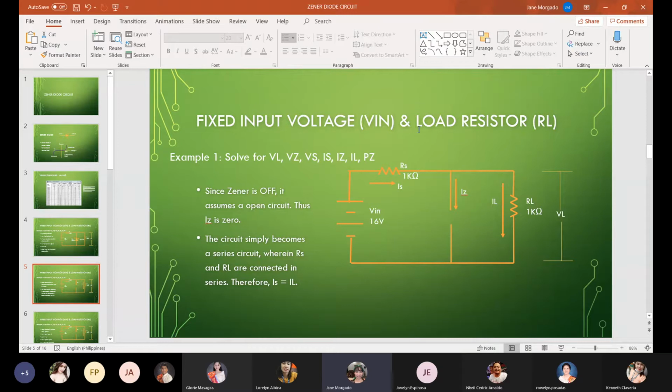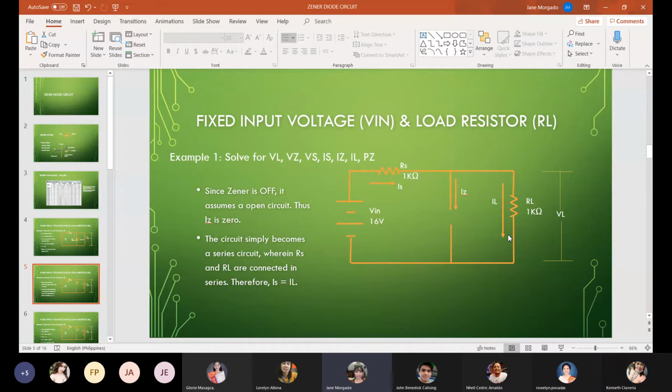So kung walang flow kasi ang Zener natin sa open circuit, therefore, ano na yung magiging overall circuit natin dito? Wala nang Zener, di ba? Kasi open circuit siya. How are RS, RL, and the battery connected? Ang tawag na sa circuit na yan? Series circuit. So it's just the circuit becomes an ordinary series circuit.